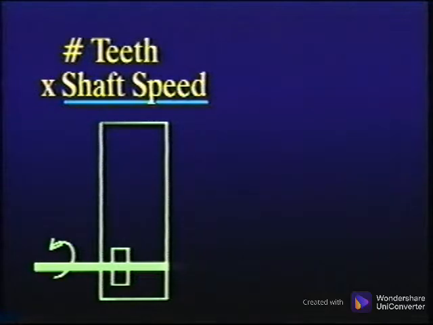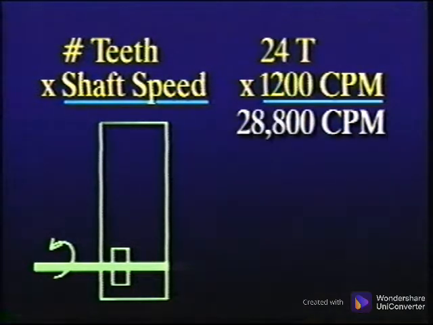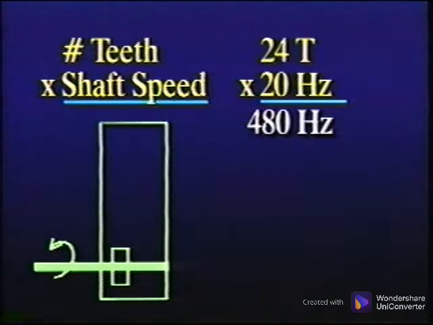For example, for an input shaft speed of 1200 cycles per minute with 24 teeth on it, the gear mesh frequency is 28,800 cycles per minute. Since the frequencies tend to be high, we commonly express the frequencies in cycles per second or hertz in order to work with smaller numbers. This would make the input speed 20 hertz and the gear mesh frequency 480 hertz.